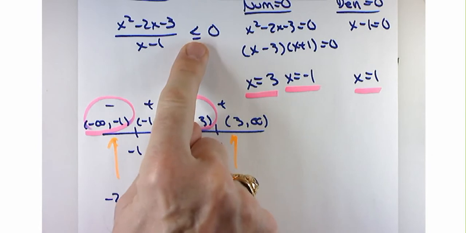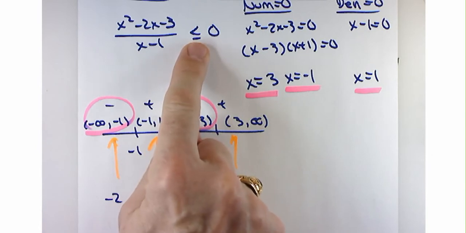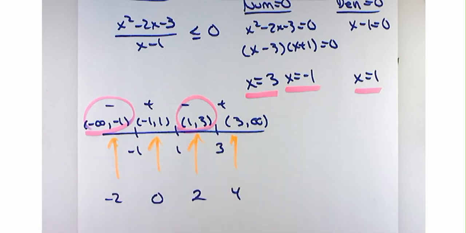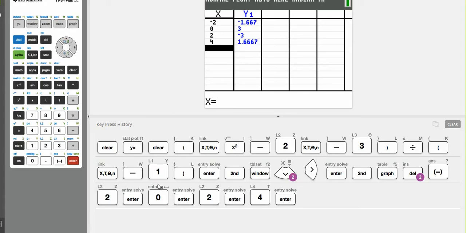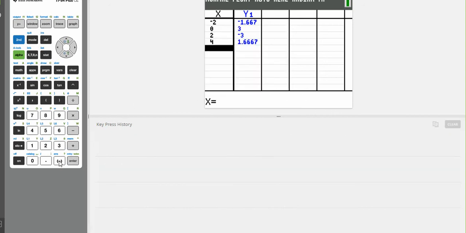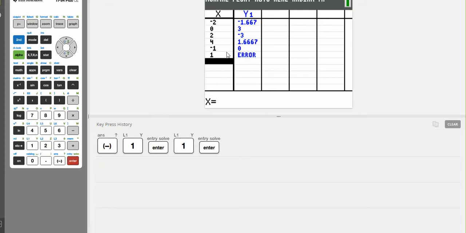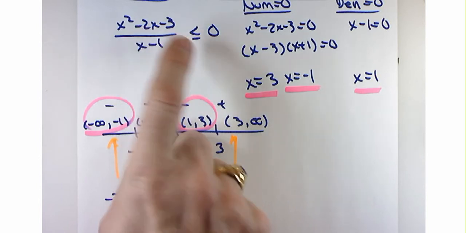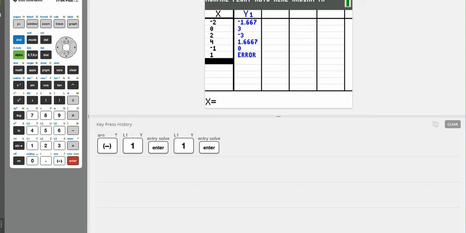Because it's a less than or equal to, I've got to be careful about using the endpoints or not. So let's just test the endpoints and see what happens. Let me go back to my calculator. I'll test the endpoint at negative 1, so let me clear this out. Negative 1 works okay because 0 is less than or equal to 0. 1 doesn't work. Why doesn't it work? Because if I put a 1 in this expression, I'd have 1 minus 1 in the denominator. I'd be dividing by 0. You can't divide by 0.